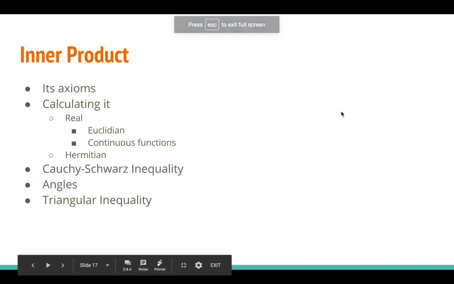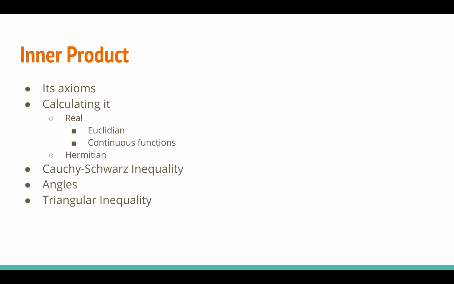And now we will be covering the inner product. Specifically, we'll go over the axioms that make the inner product something you can do. We will go over how to calculate it if it's real, such as a Euclidean real number, or a continuous function. We also go over Hermitian inner products, which are basically just complex inner products.